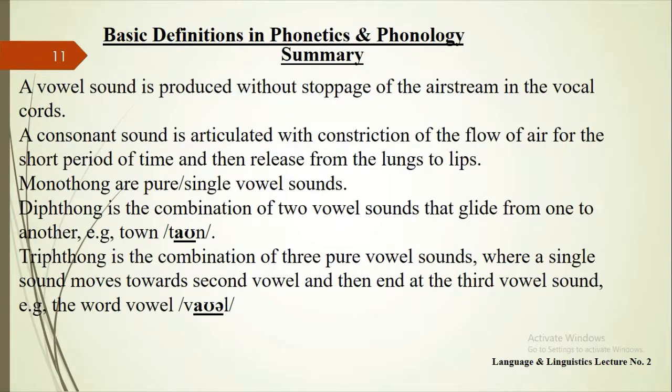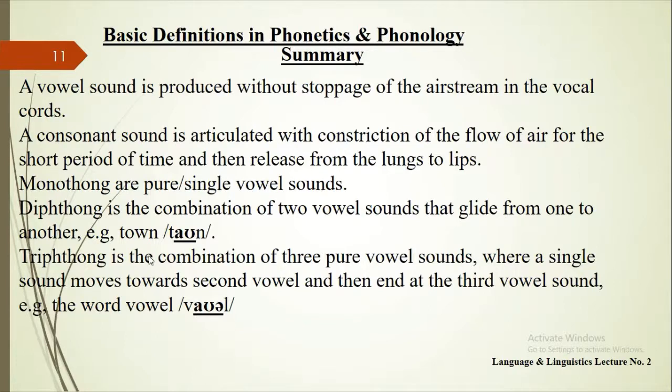Let's summarize the important points of this lecture. A vowel sound is produced without stoppage of the airstream in the vocal cords. In contrast, a consonant sound is articulated with the blockage of the flow of air for a short period of time and then released from the lungs to the lips. Monophthongs are pure single vowel sounds, and a diphthong is the combination of 2 vowel sounds that glide from one vowel to another. For example, town.